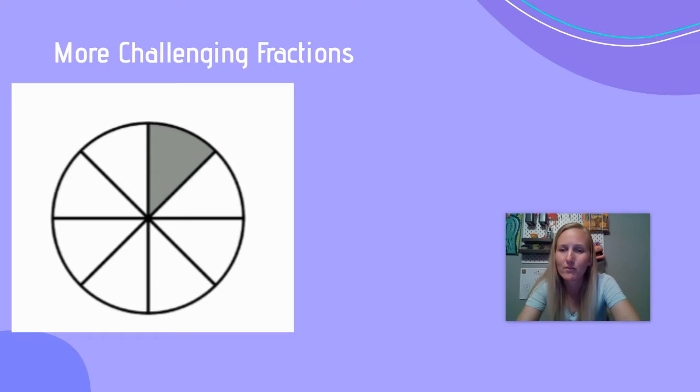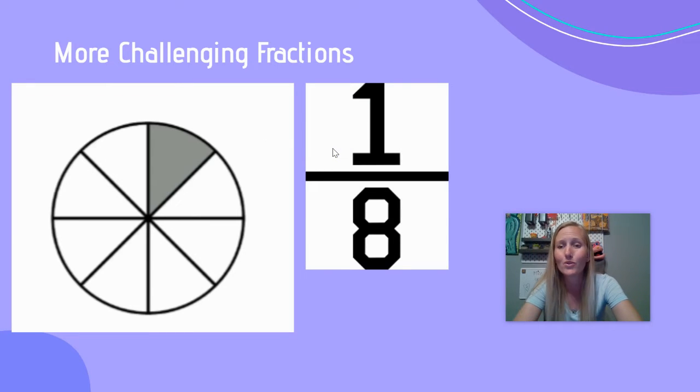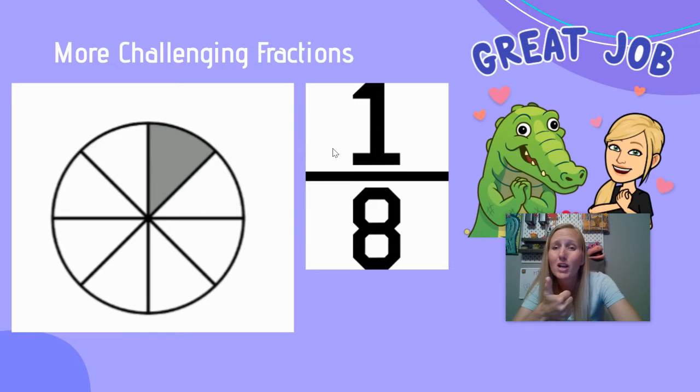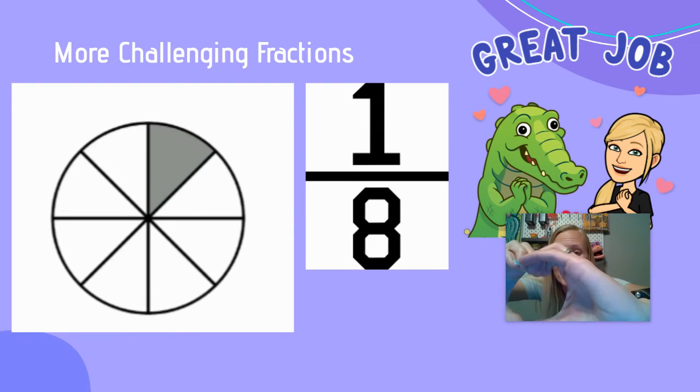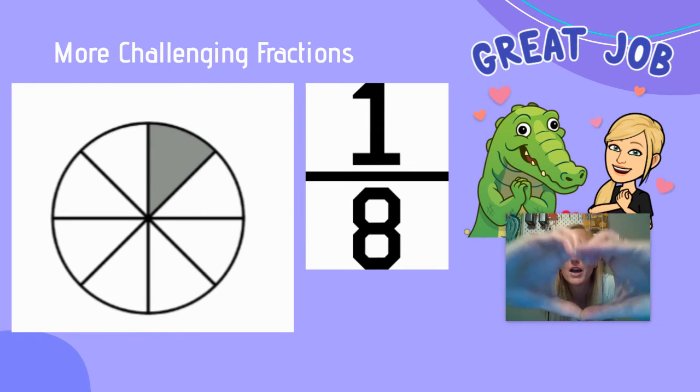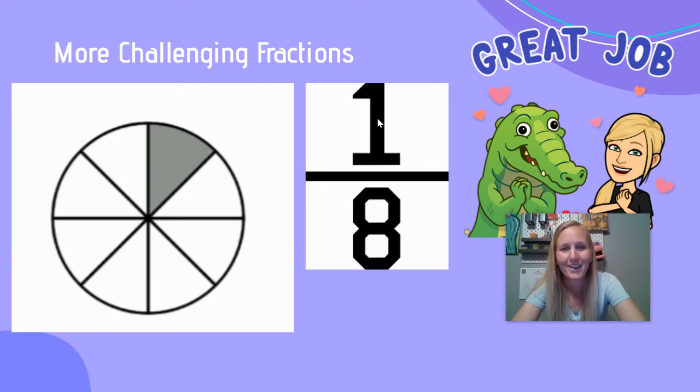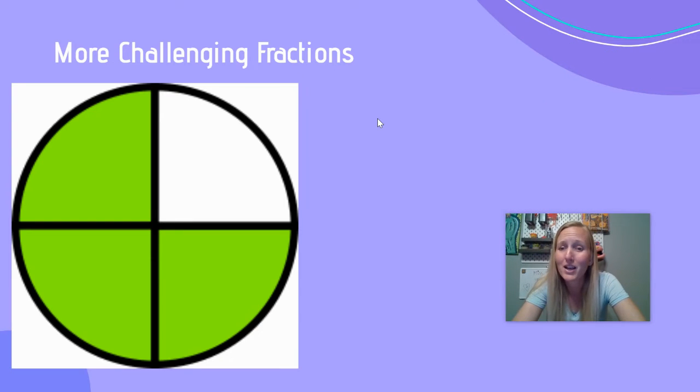All right, pause me if you need more time. And look, we've got 1 as our top number, our numerator. 1 out of 1, 2, 3, 4, 5, 6, 7, 8. 1/8. 1/8, guys. 1/8. If you got that right, good job to you, and I send you a digital heart.